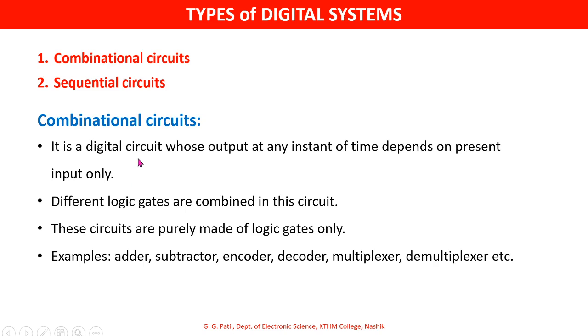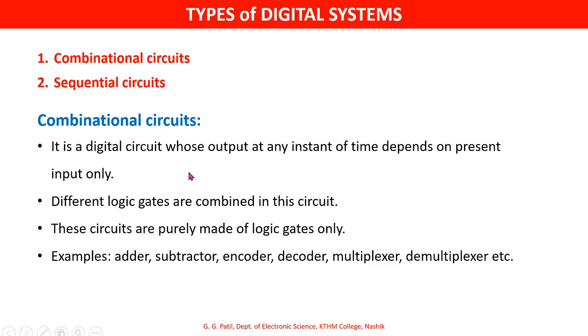Here we can take the example of logic gates. We have studied various logic gates like AND gate, OR gate, NOT gate, NAND gate, NOR gate, XOR gates. And we know that the output of these logic circuits depends on present input only. If the present input changes, the output of that circuit gets changed according to the input conditions. So in these circuits or devices, the output at any instant of time depends on present input only.